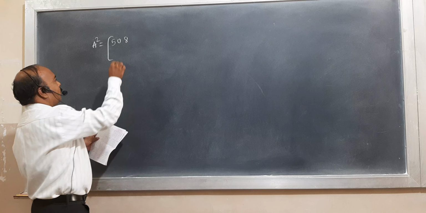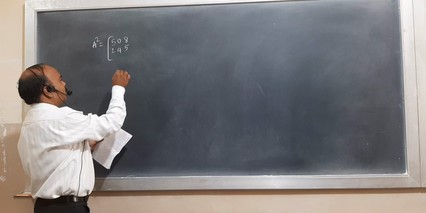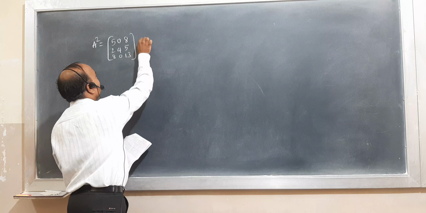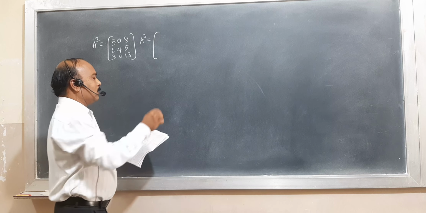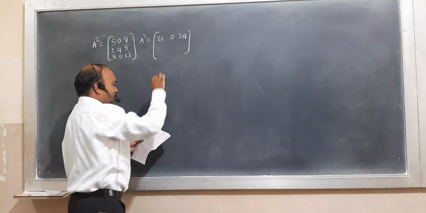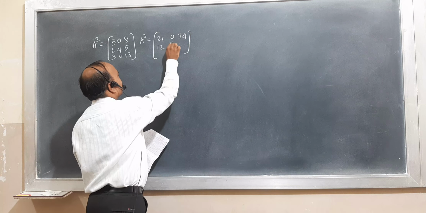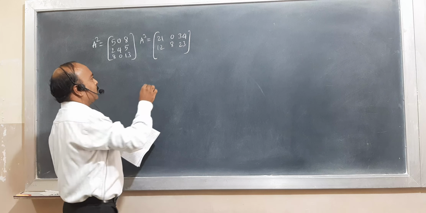Second row 2 4 5. Third row 8 0 1 3. And A cube value: 2 1 0 3 4. Second row 1 2 8 2 3. And third row 3 4 0 5 5.